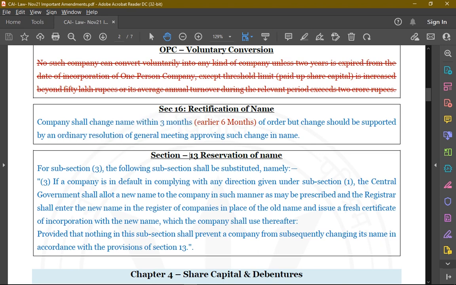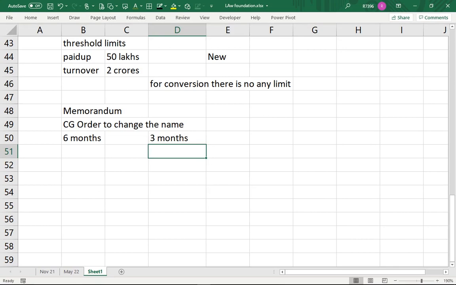What does Section 13 say about reservation of name? Let me tell you. So according to Section 13, earlier there was a provision that when you reserve the name, it was valid for 20 days. What does it mean? Earlier there was a provision that within 20 days you have to register, you have to incorporate your company by filing the necessary documents and forms with ROC. But if you could not incorporate your company within 20 days, then this reserved name will lapse.